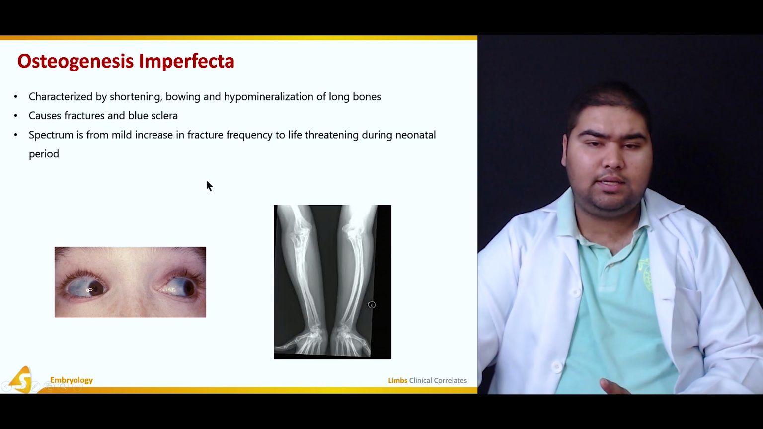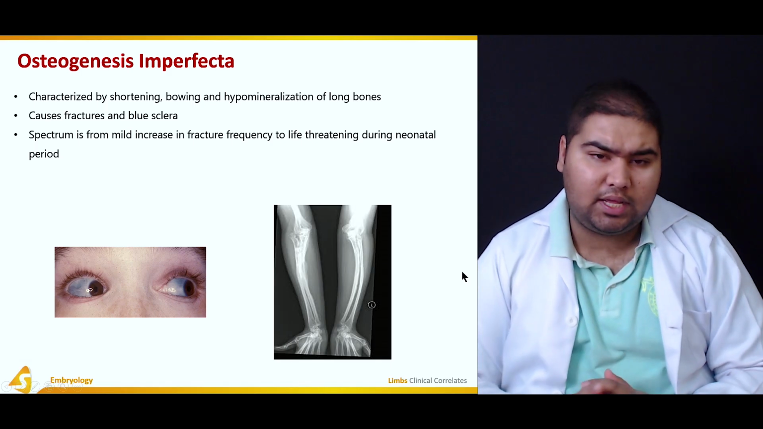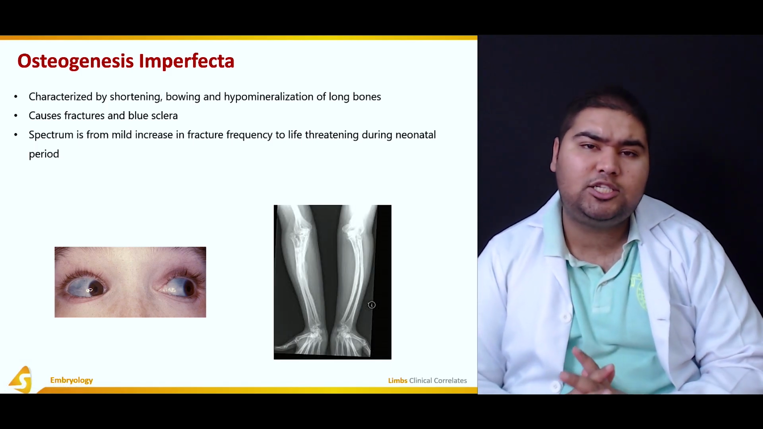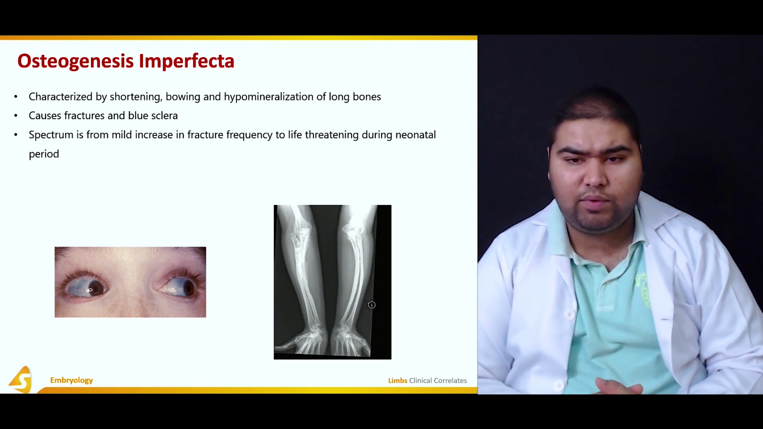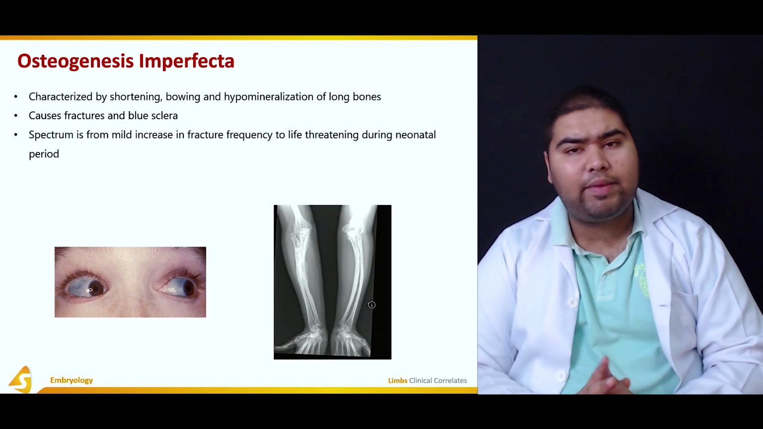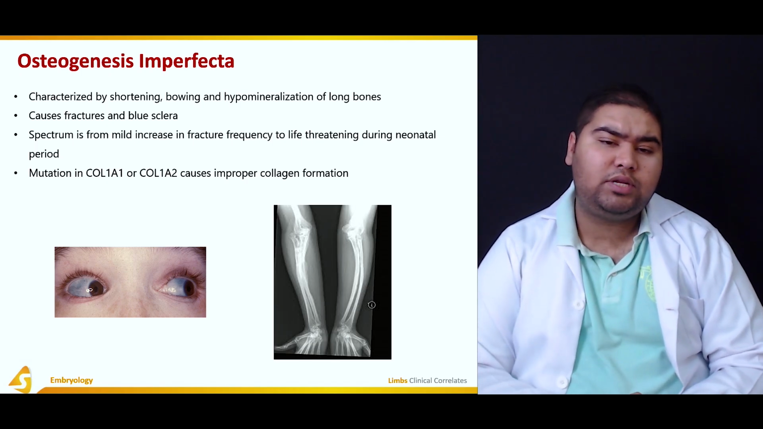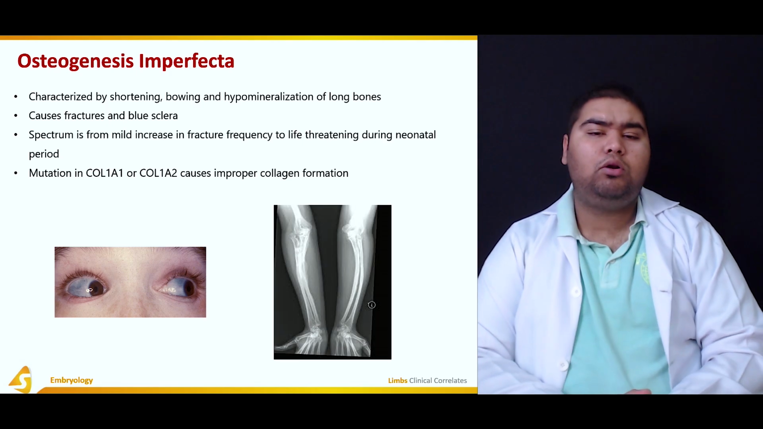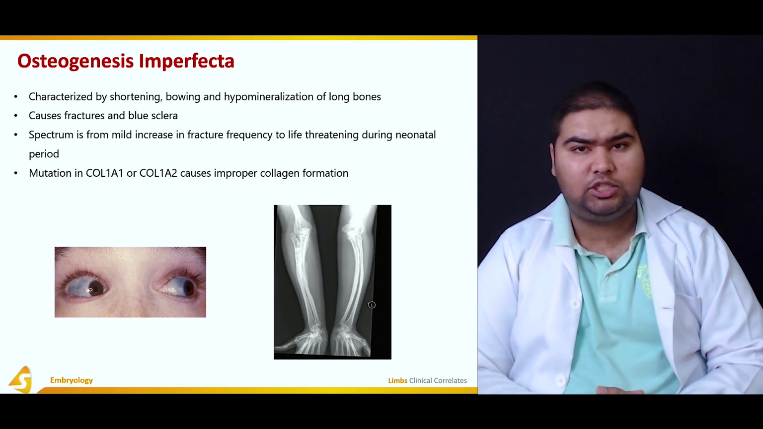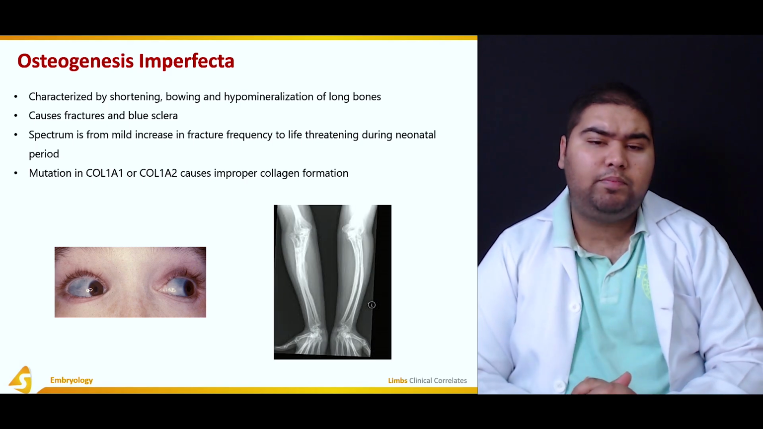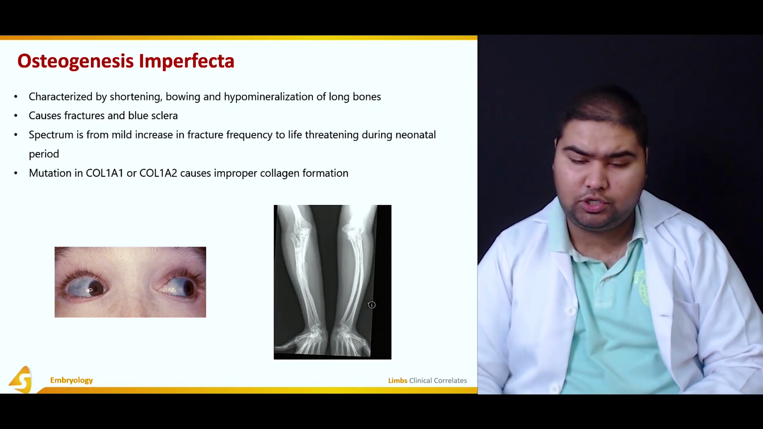The spectrum is from a mild increase in fracture frequency to life-threatening disease during the neonatal period. So the disease lies on a spectrum, from the mildest form with a slightly increased fracture frequency, to the severest form that may be life-threatening during the neonatal period. It is usually caused by a mutation in COL1A1 or COL1A2, which causes improper collagen formation. So the collagen is not being properly formed.